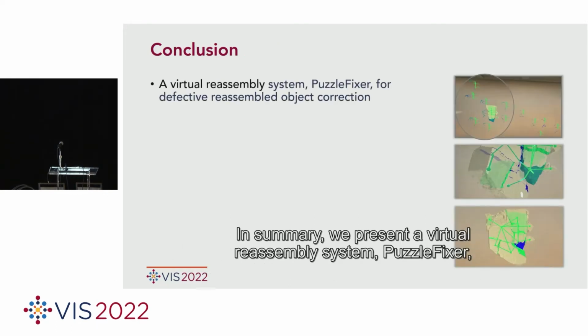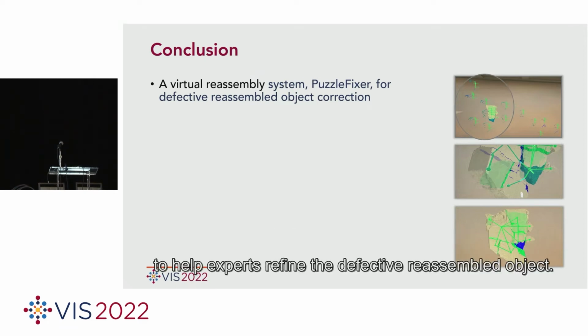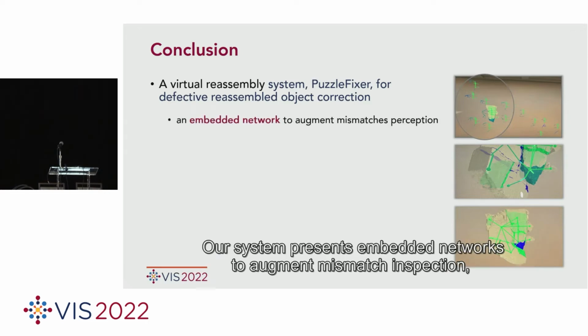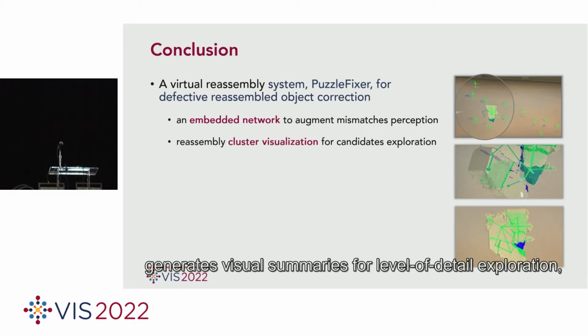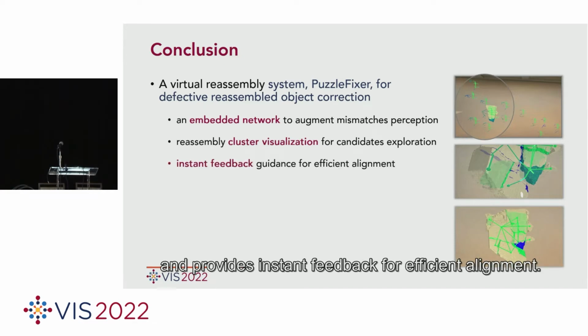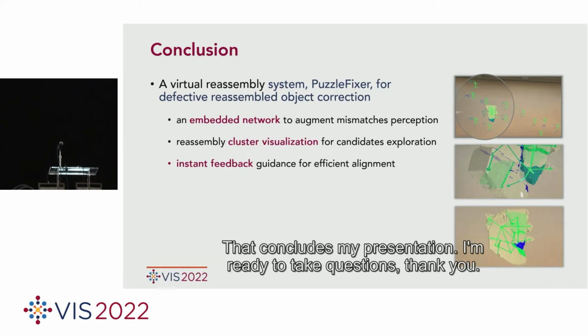In summary, we present a virtual reassembly system, PuzzleFixer, to help experts refine the defective reassembled objects. Our system presents embedded networks to augment mismatch inspection, generates visual summaries for levels of detail exploration, and provides instant feedback for efficient alignment. That concludes my presentation. I'm ready to take questions.